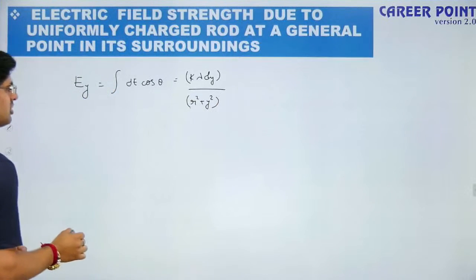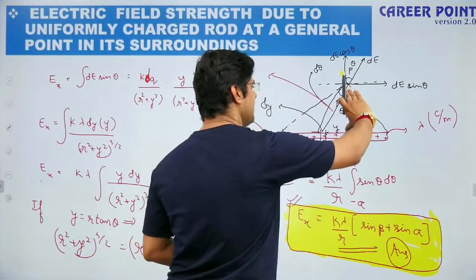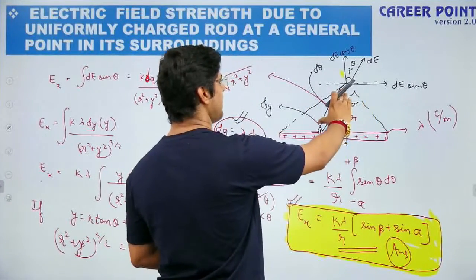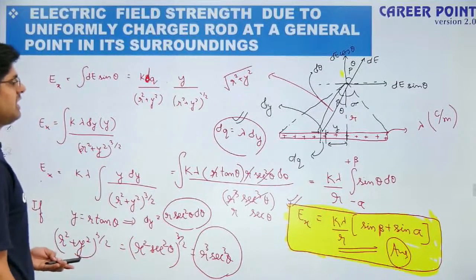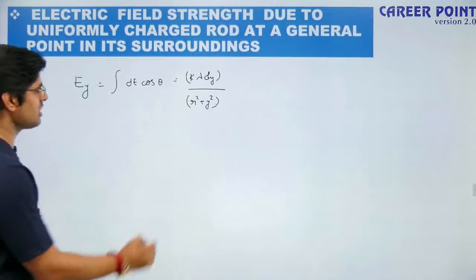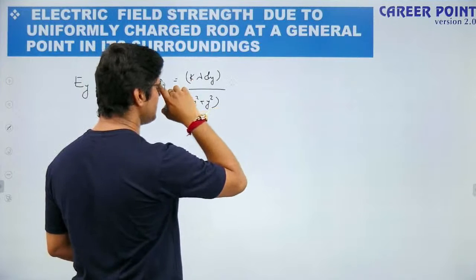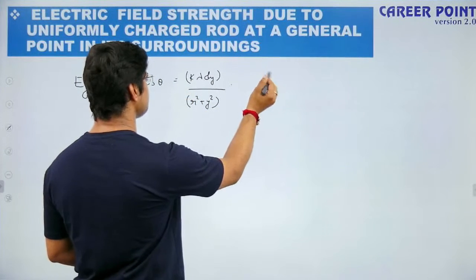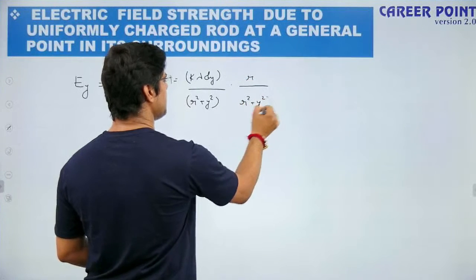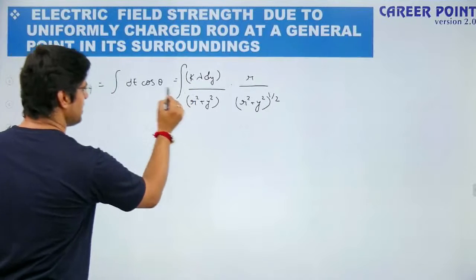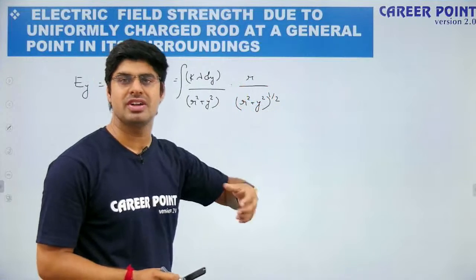Instead of cos theta, what can I write? Cos theta was in this triangle. So cos theta is base by hypotenuse. This is base r and this is hypotenuse, under root of r square plus y square. So we can say K lambda dy by r square plus y square into, in place of cos theta, r divided by r square plus y square raised to power 1 by 2. Integration of this, from where to where? Limits I will apply once I convert this expression in terms of angle.